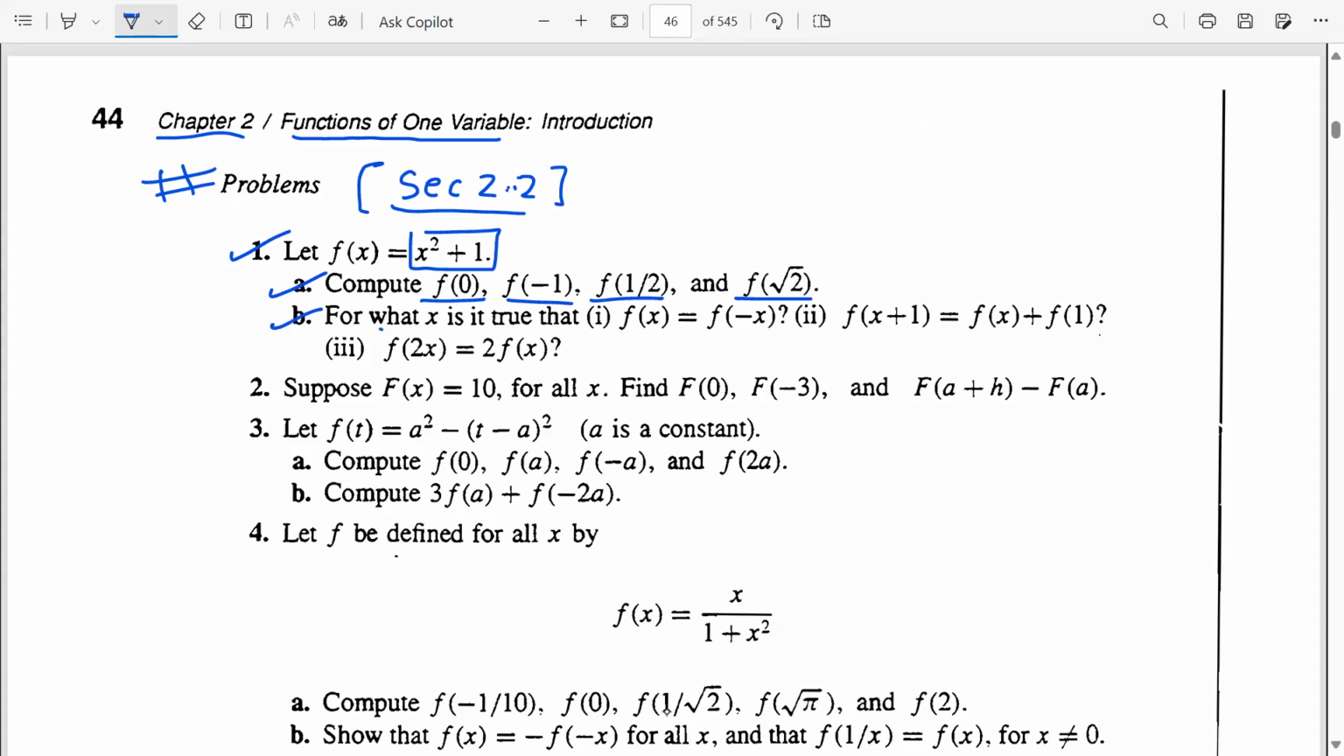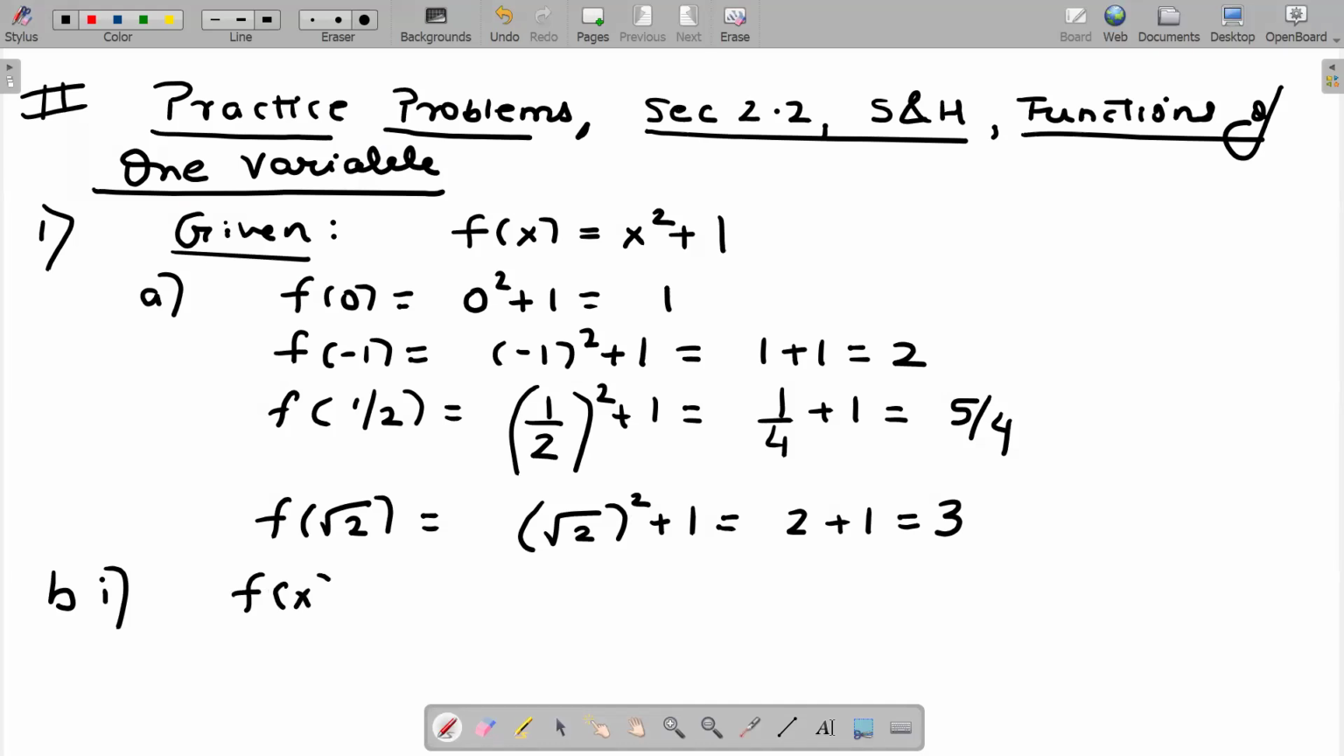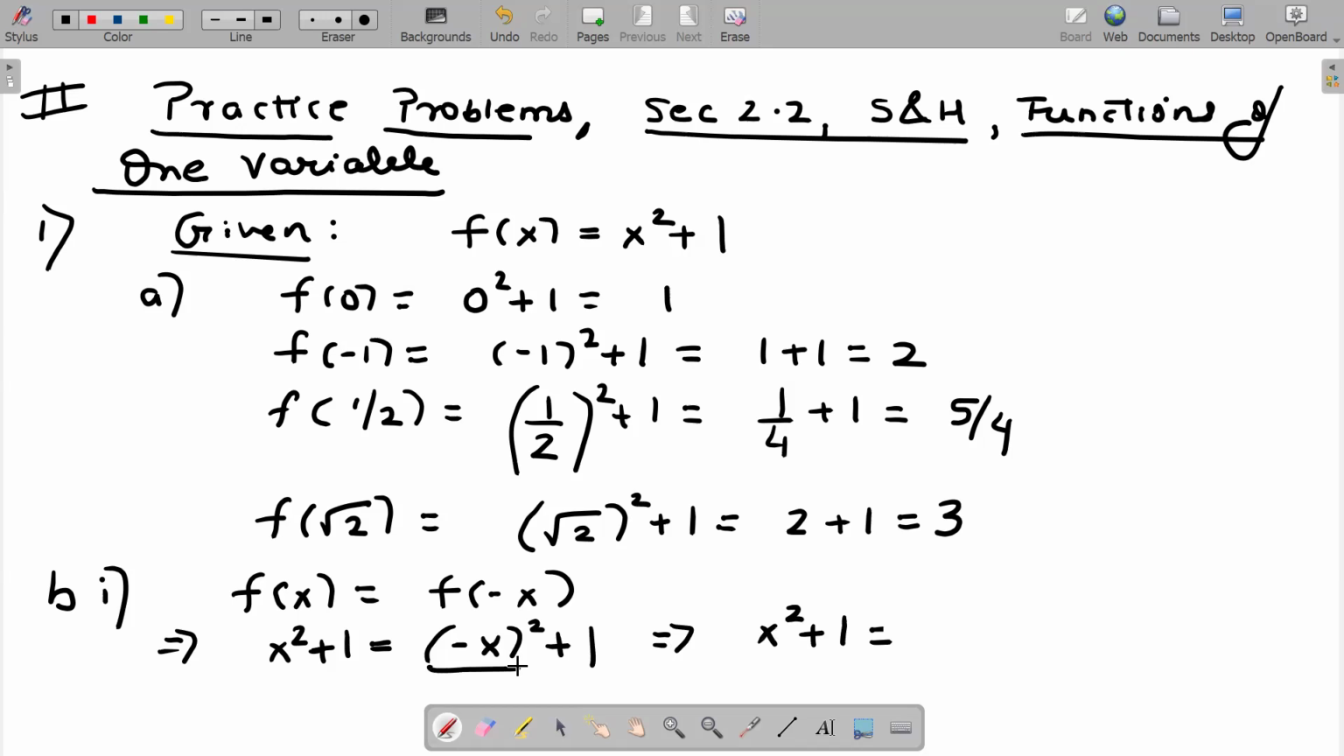Let's look at part B. For what x is it true that f of x is equal to minus f of minus x? So let's solve for part 1. F of x equal to f of minus x implies f of x will be x square plus 1. F of minus x will be minus x square plus 1. So this implies x square plus 1 is equal to minus x square, which is again x square plus 1. So x square plus 1 will be equal to x square plus 1 for all x, because left hand side also is x square plus 1, right hand side also is x square plus 1. Both are equal for all x. So my answer to part 1 is f of x will be equal to f of minus x for all x.